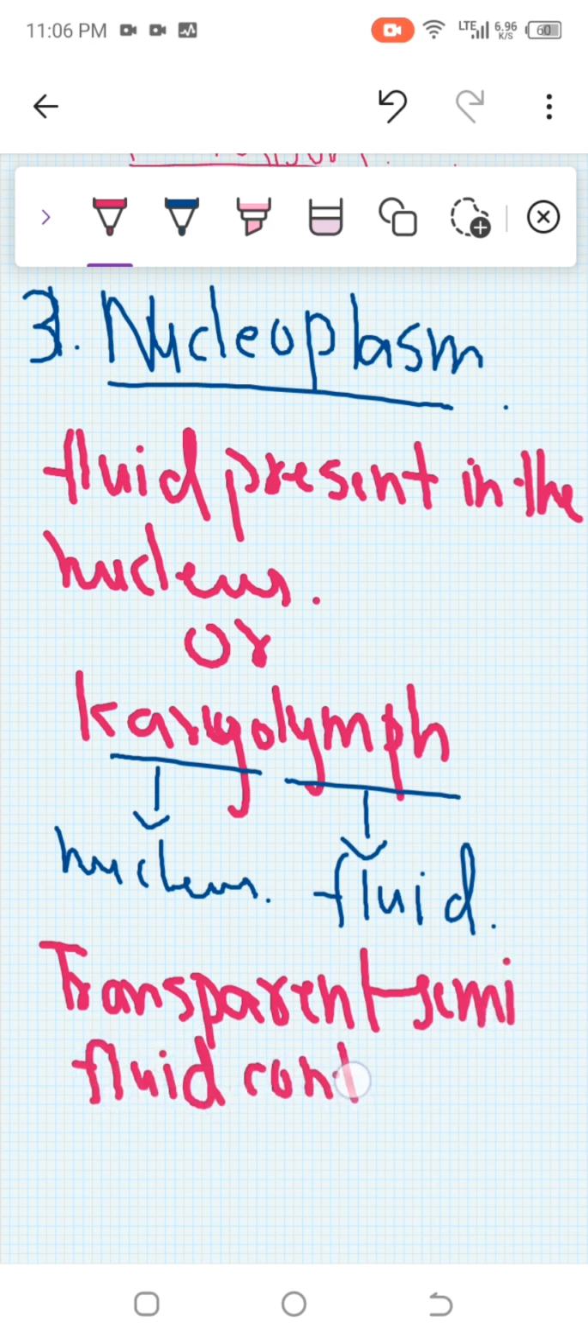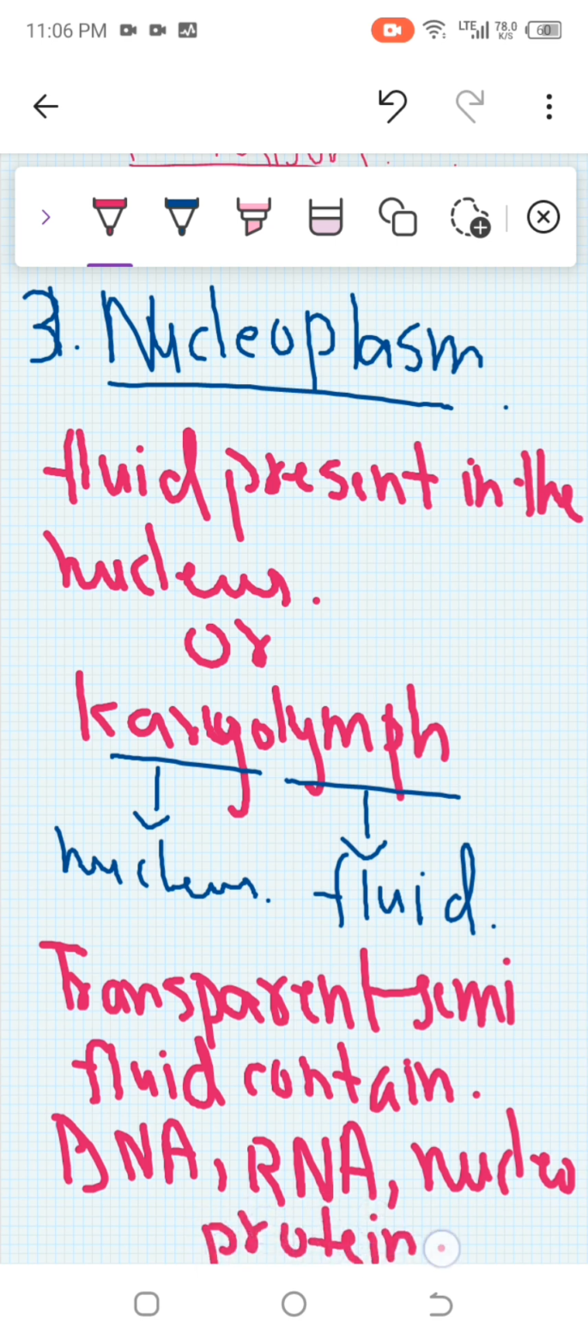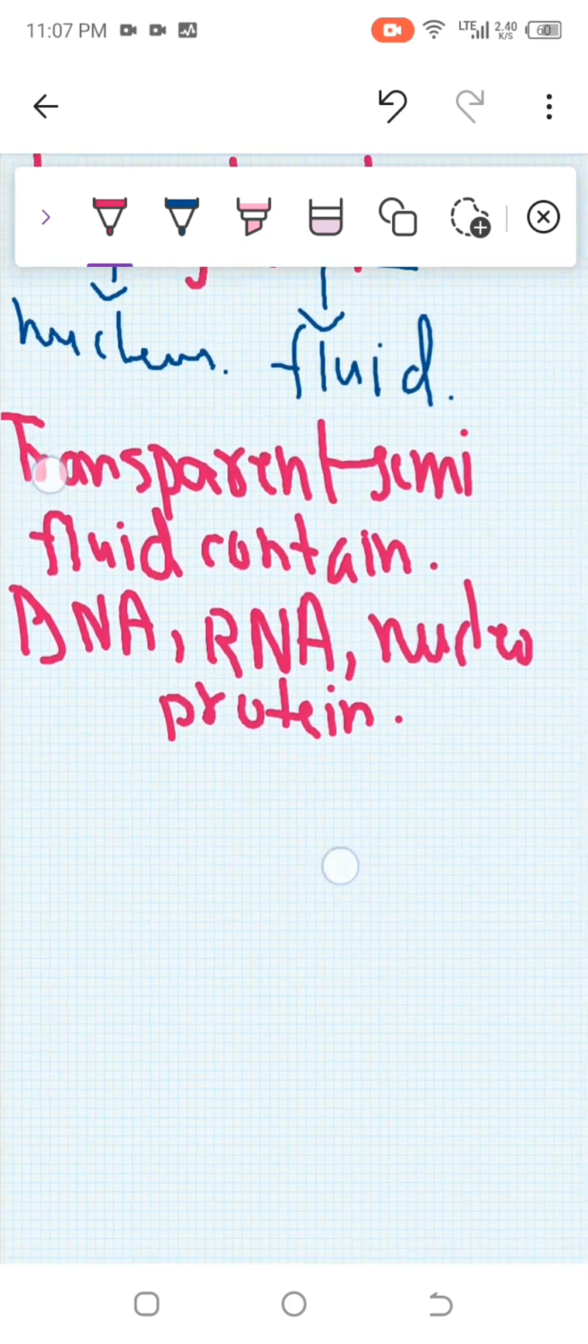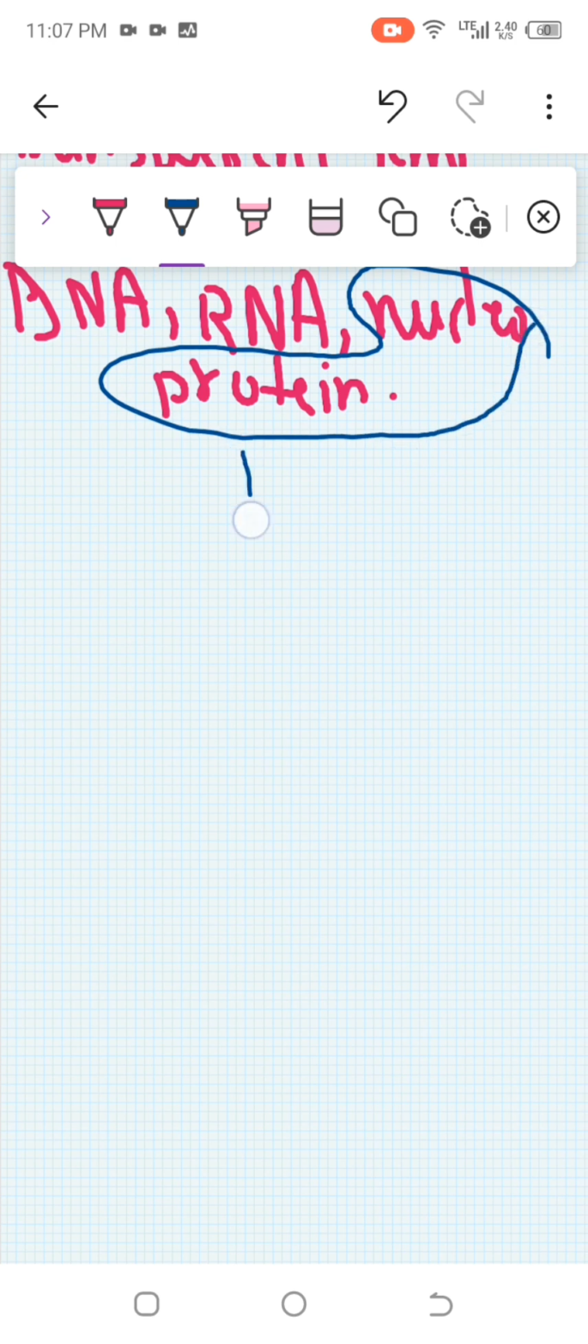The fluid contains DNA, RNA, and nucleoprotein. Now, what is nucleoprotein? Let's discuss this nucleoprotein. Nucleoprotein is basically DNA plus histone protein.